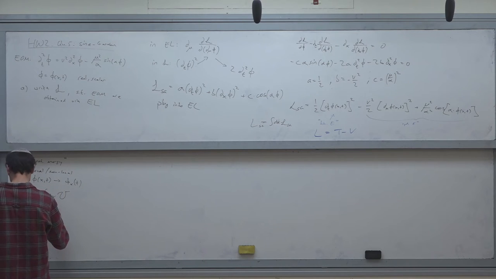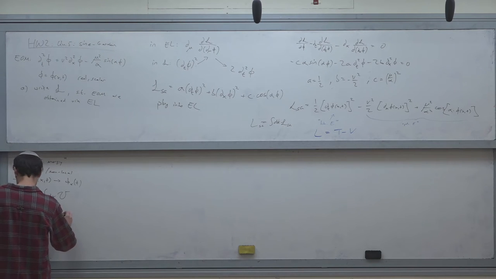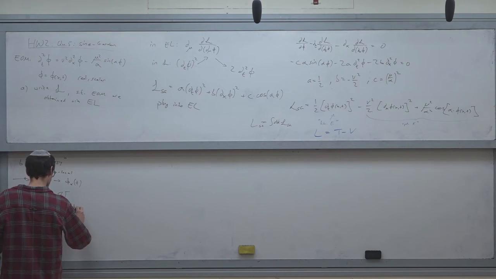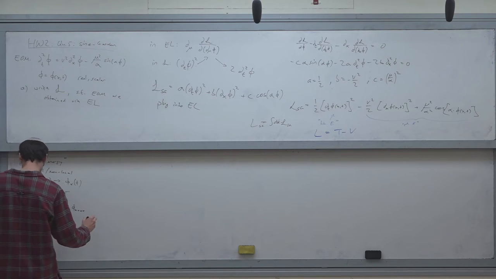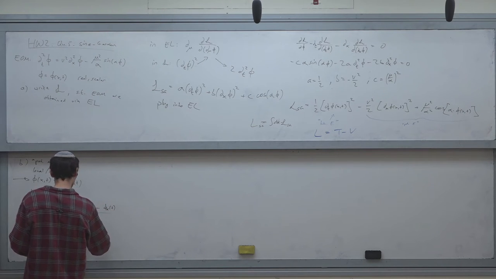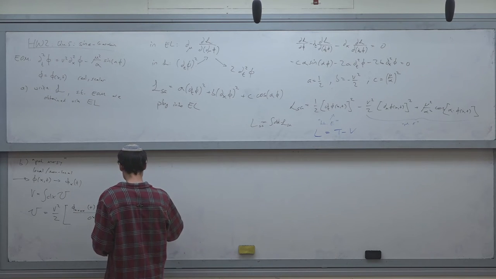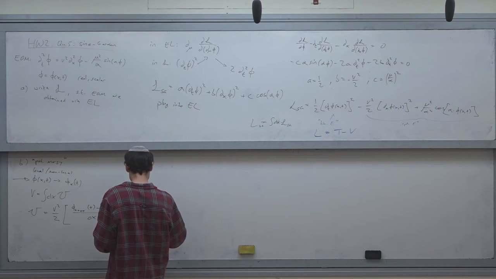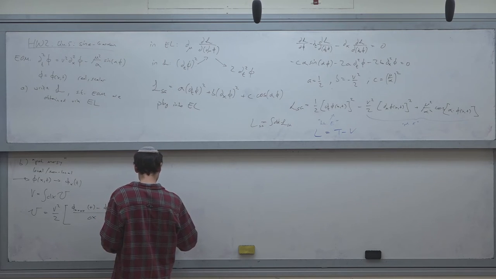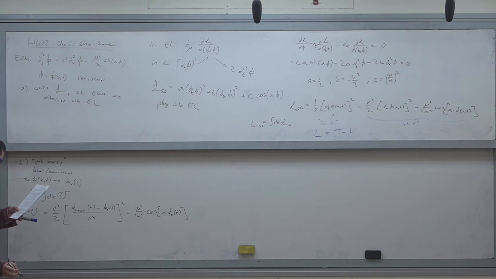And on the way, I'll also discretize space, as was hinted to here. So it's phi of x plus delta x, t, minus phi of x, t, over delta x, squared, and then minus mu squared over alpha squared, cosine alpha times phi of x, t. And now it looks more obvious.